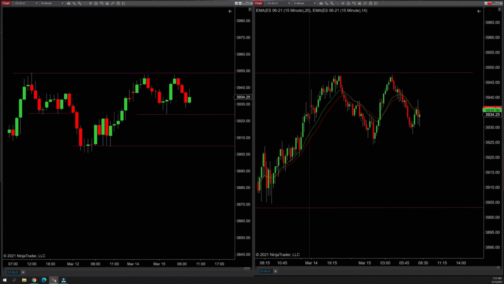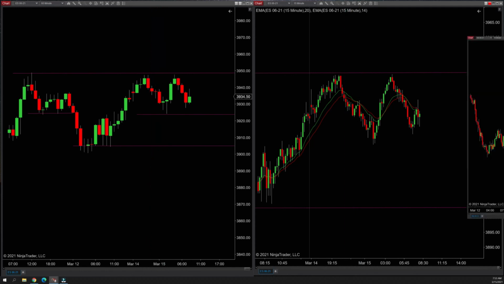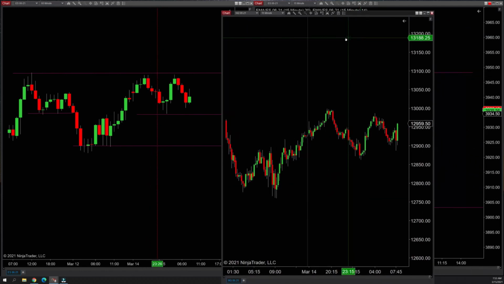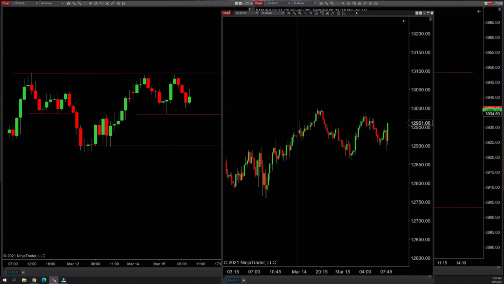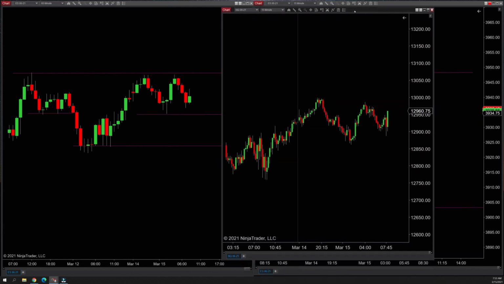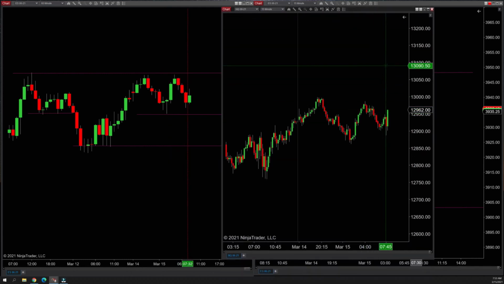So we got a fair amount of buying coming in the NASDAQ here, 15-minute chart. See the strong bar right here.